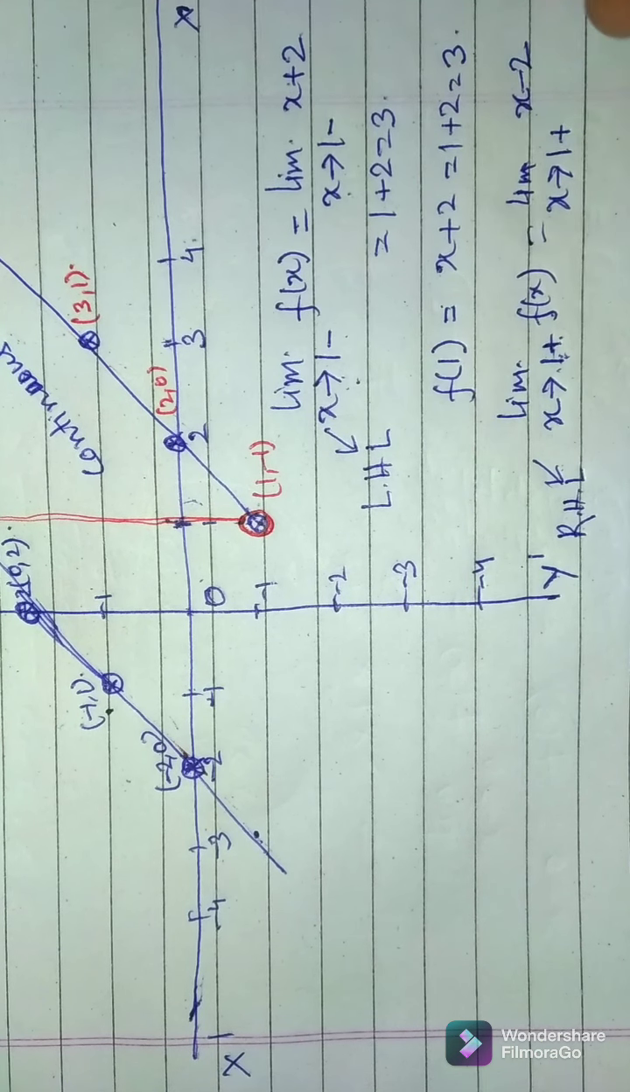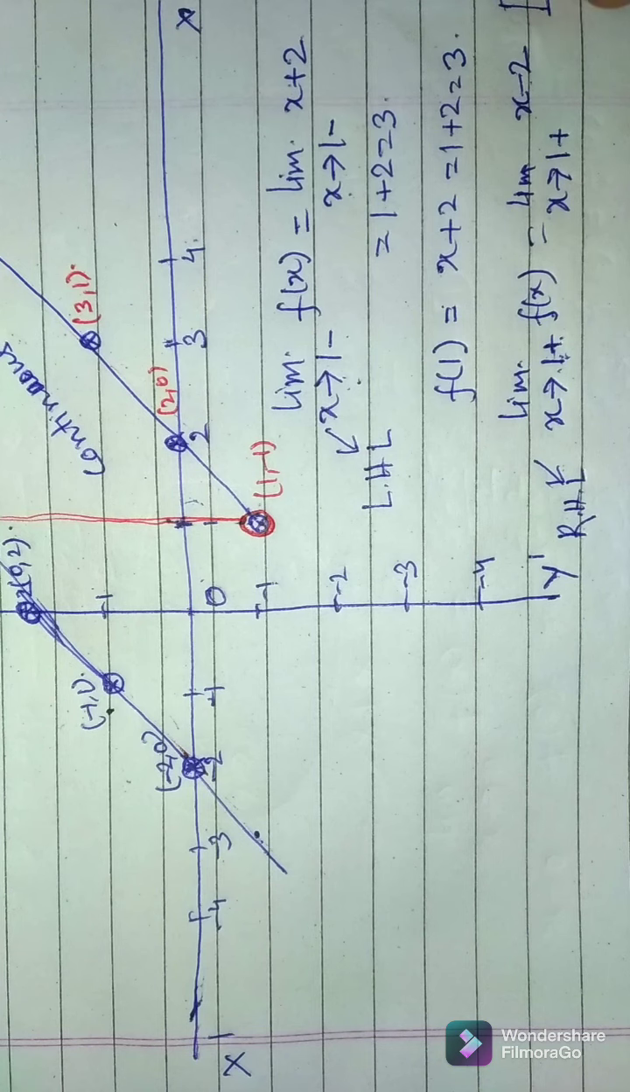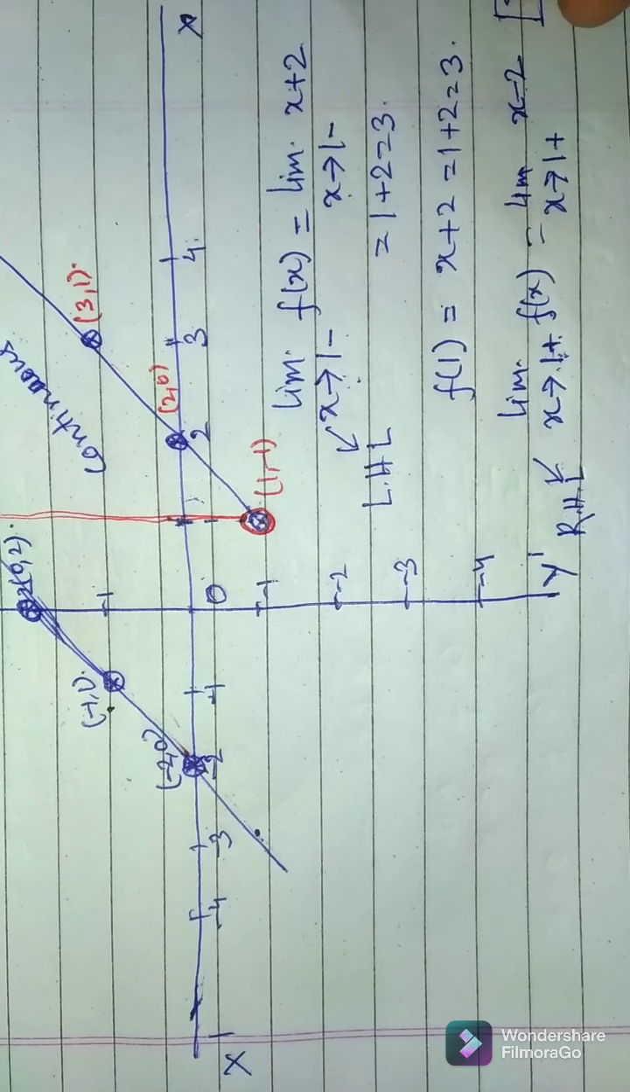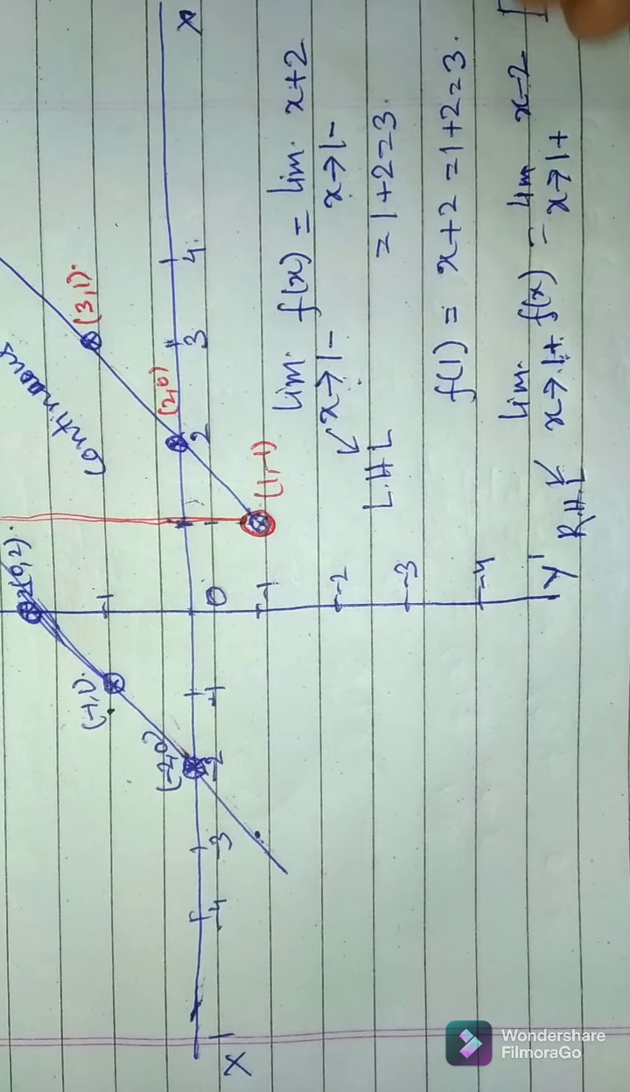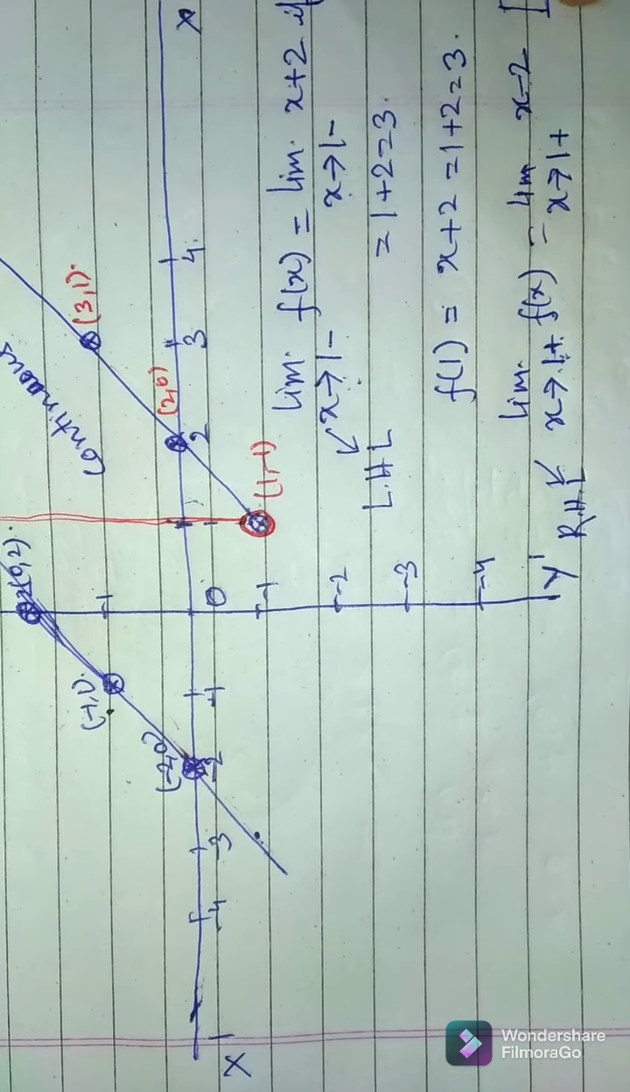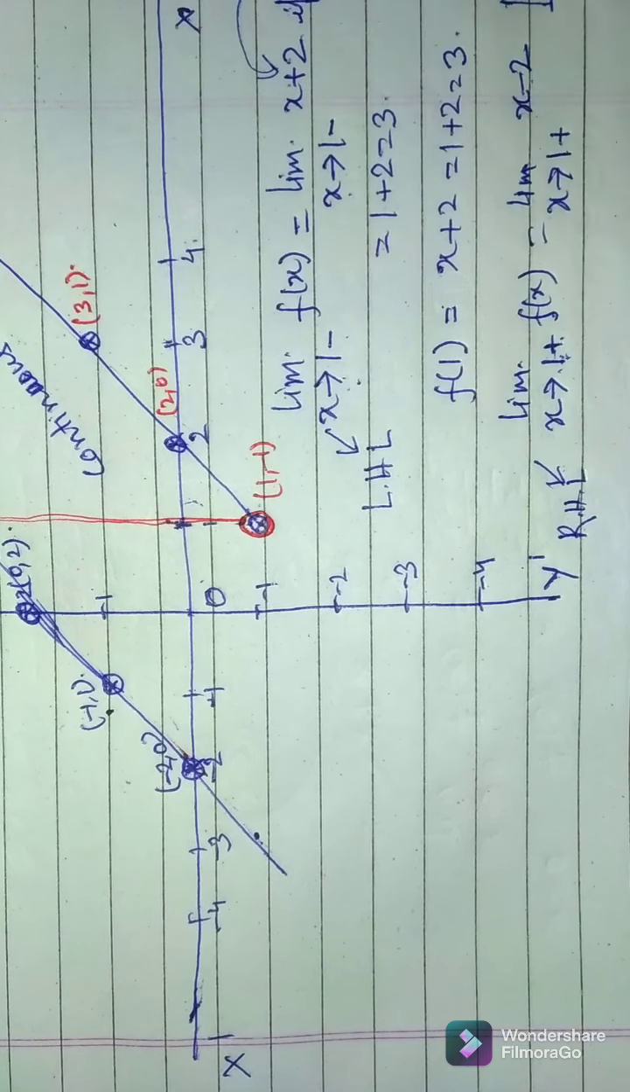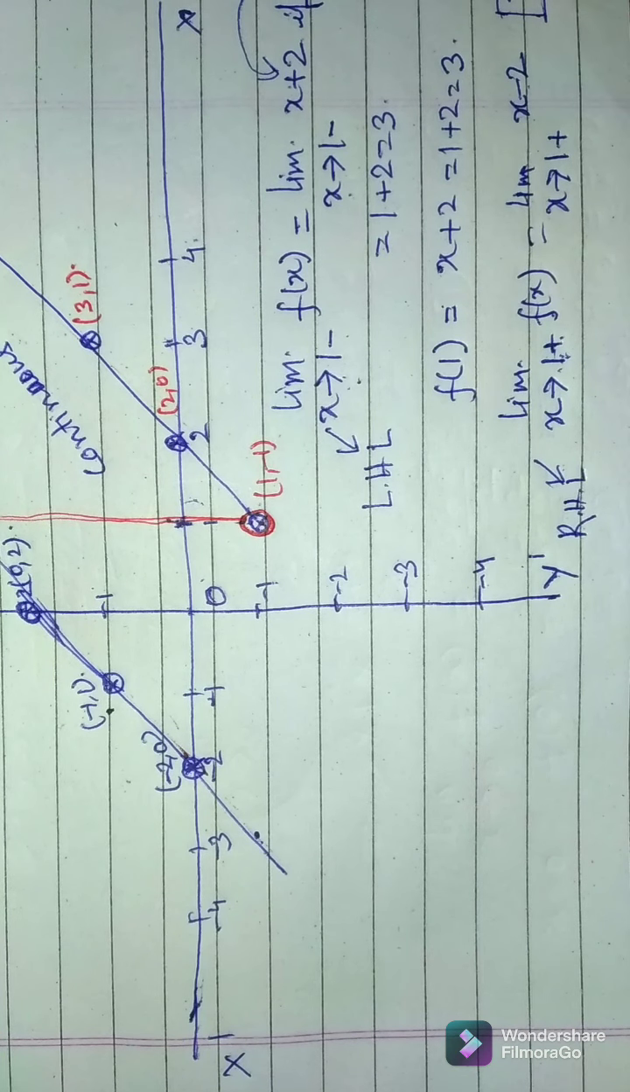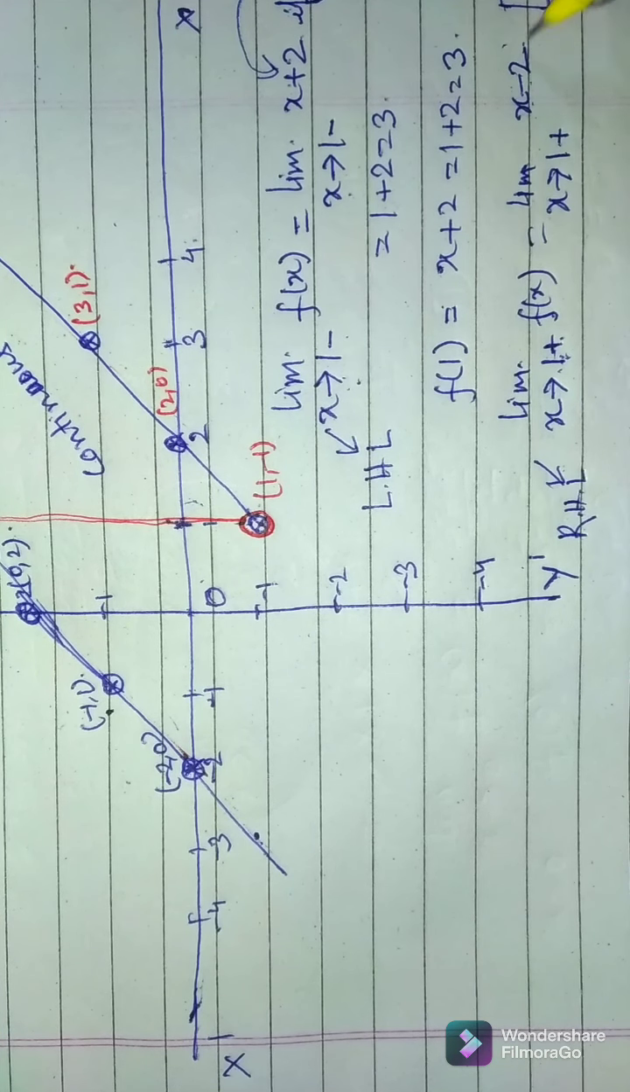It is given when x is greater than 1, f x is x minus 2. In the video you can see also. And here it is given when x is less than or equal to 1, f x is equal to this, and when x is greater than 1, f x is equal to x minus 2.